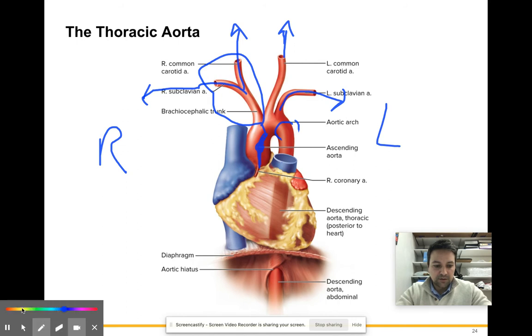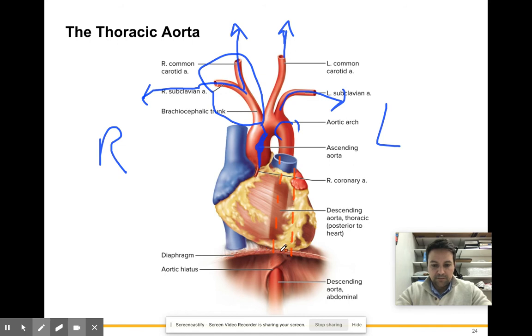And let me use red this time. So this aorta is actually going to go down behind the heart like this. Whenever you see dashed lines, that always means it's behind. So this descending aorta here is going to flow down behind the heart.